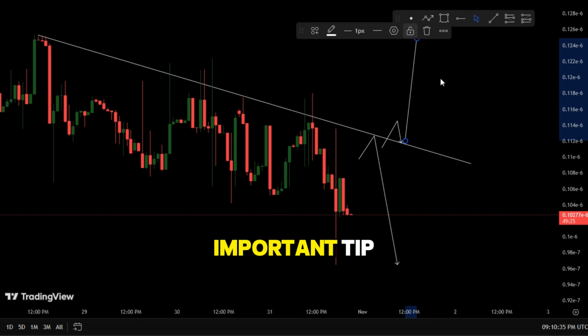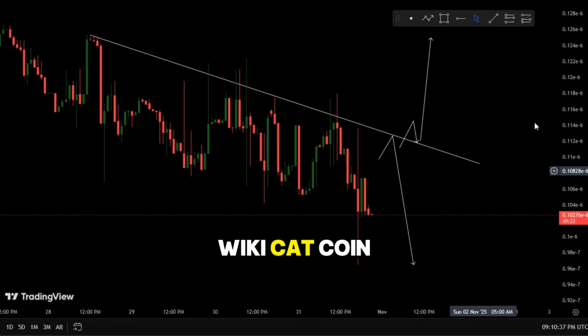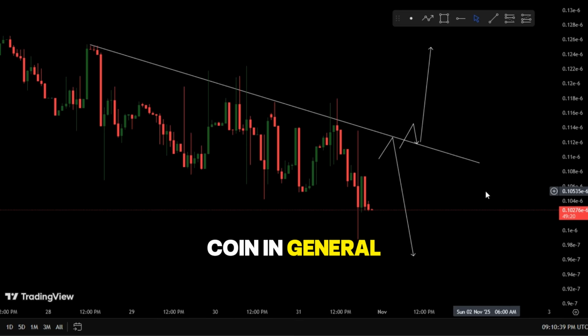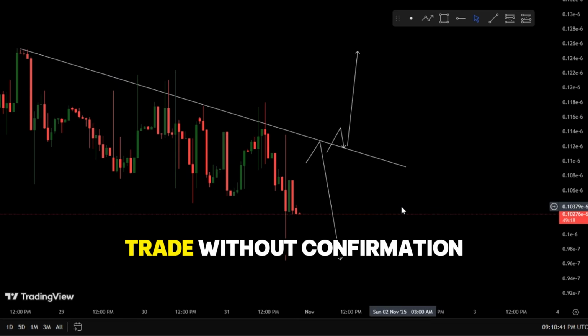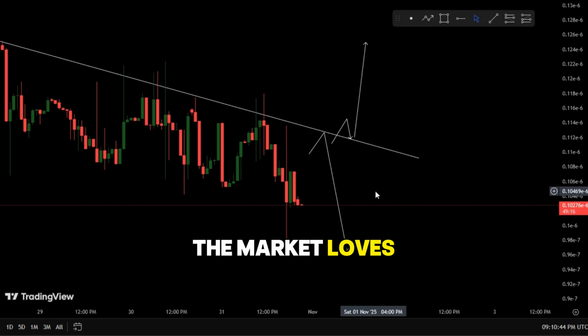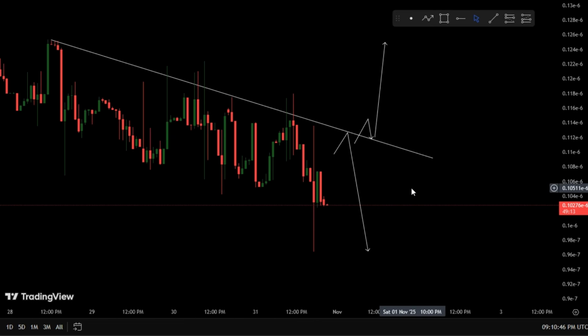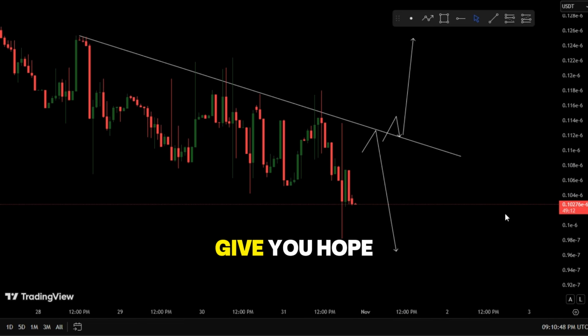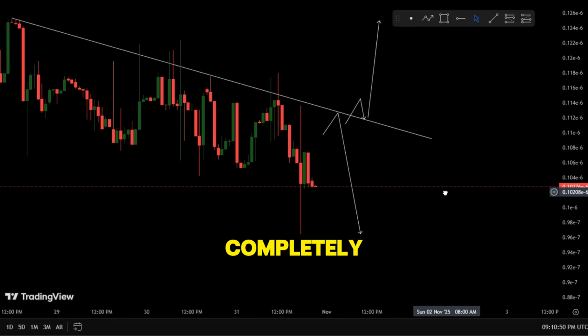Now here's an important tip for anyone trading WikiCat Coin or any coin in general. Never enter a trade without confirmation. The market loves to fake people out. It can touch a key level, give you hope, and then reverse completely.